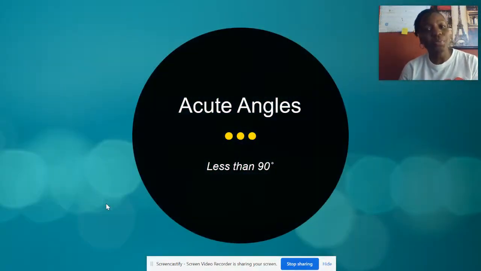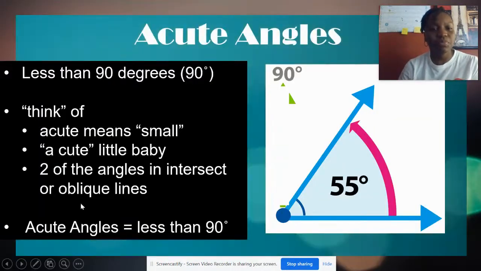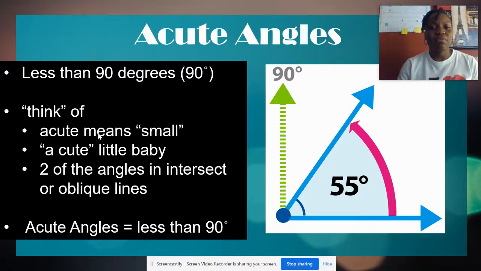Now let's talk about acute angles. Acute angles are less than 90 degrees. Think of acute as meaning small, and it actually does. Something that's acute is small. Anytime you hear that word, even when it comes to doctors, they're talking about something that's smaller. And it's less than 90 degrees, so that's what we're showing here.